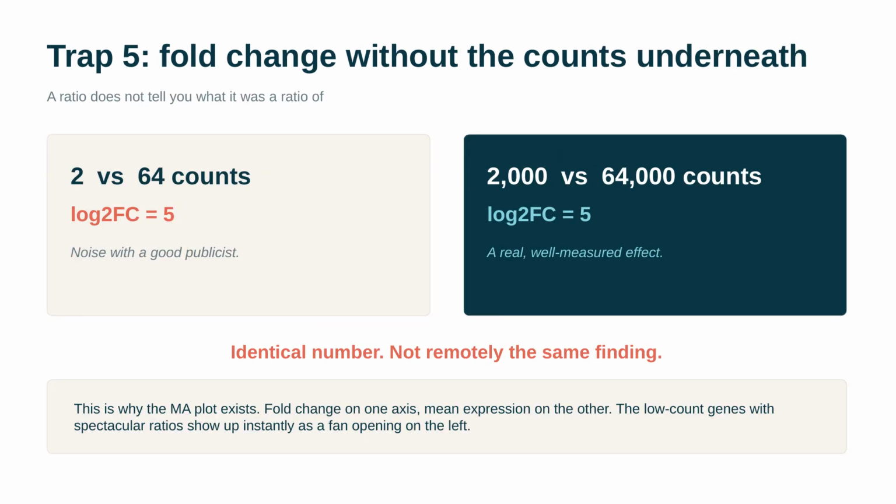Trap 5. Fold change without the counts underneath. A log2 fold change of 5 looks enormous. It is the kind of number that goes straight into a figure. But a fold change is a ratio, and a ratio does not tell you what it was a ratio of. 2 counts versus 64 counts gives you a log2 fold change of 5. 2000 versus 64,000 gives you exactly the same number. Those are not the same finding. The first is noise with a good publicist.